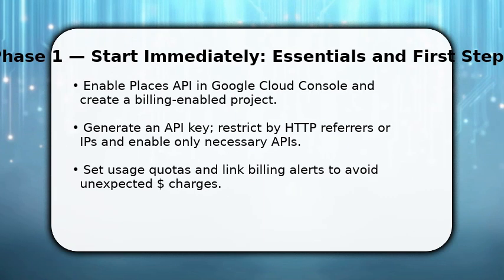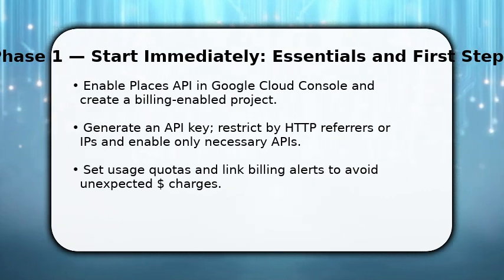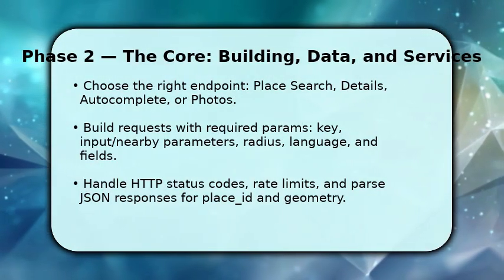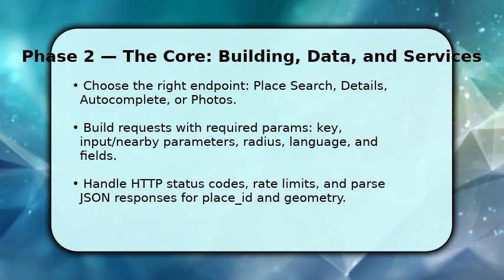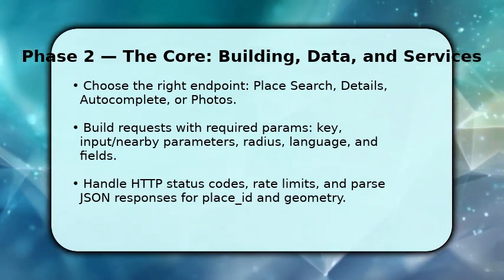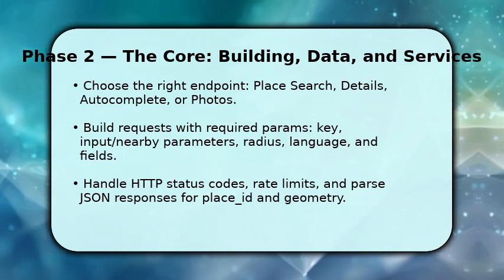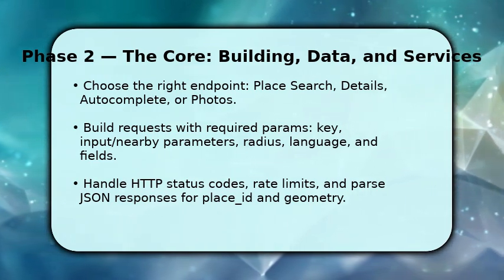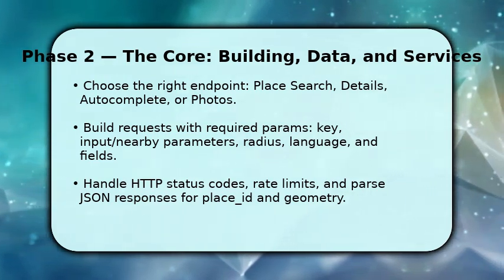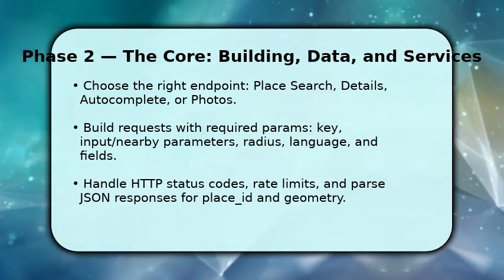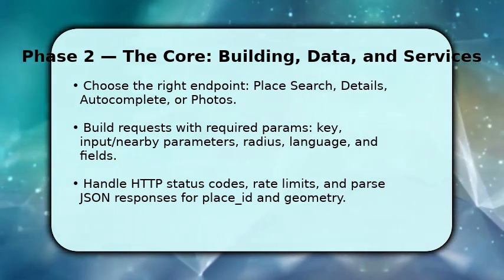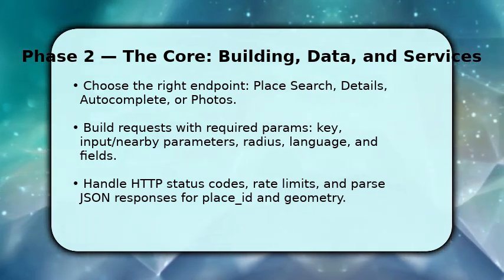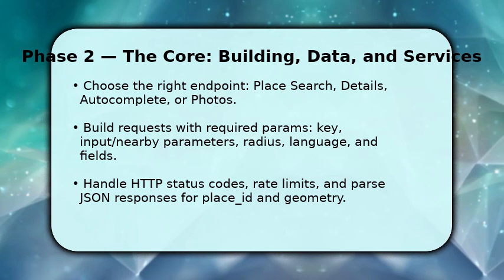You now build requests. Pick the endpoint that matches your goal: search for lists, details for full info, autocomplete for UX. Construct queries with the API key, input or location coordinates, radius or bounds, and desired fields to reduce payload size. Once a response arrives, check HTTP status and the API's status field, then extract place ID, name, address components, and geometry. Make sure to respect rate limits. Implement exponential backoff on 429 or 503 errors, so your app remains stable under load.